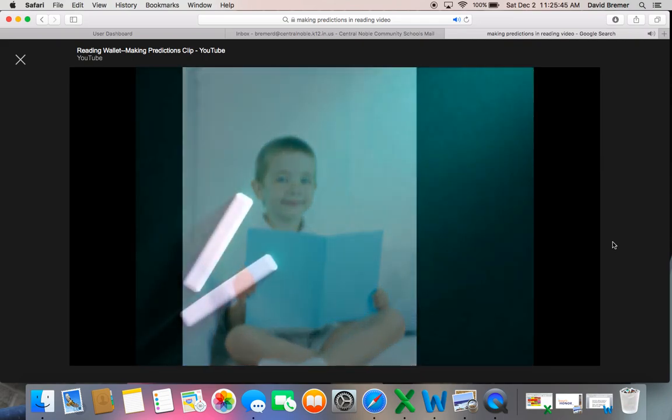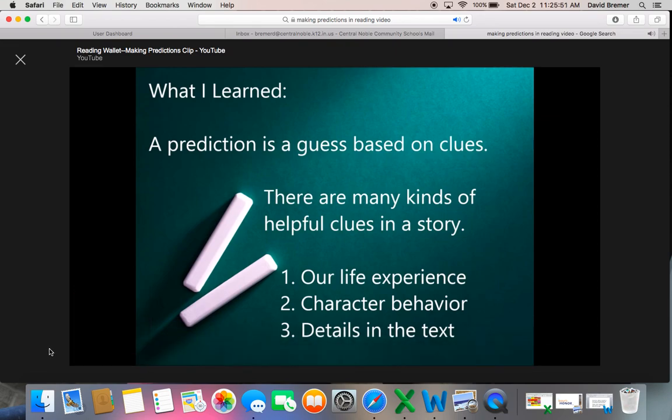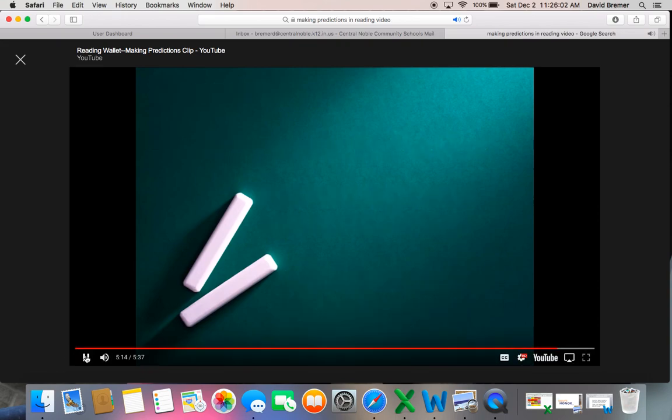Let's review. Today you learned a prediction is a guess based on clues. There are many kinds of helpful clues in a story. They could be our life experience, a character's past behavior, or details in a text.